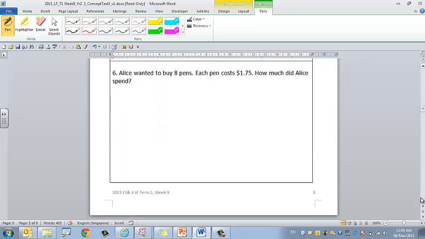Okay, number 6. Alice wanted to buy 8 pens. Each pen cost $1.75. How much did Alice spend? So this question, they want you to, okay, see here, each pen. So one pen costs $1.75. If Alice wants to buy 8 pens, we will need to multiply. So in this case, we have to times. So times 8 times 1.75. Okay, so 8 times 1.75.